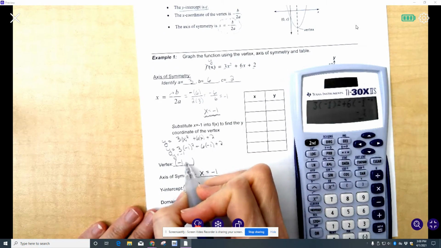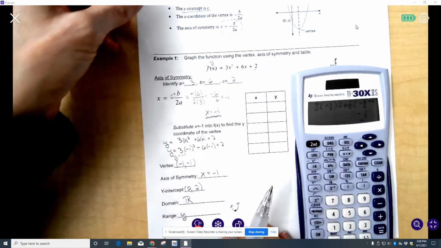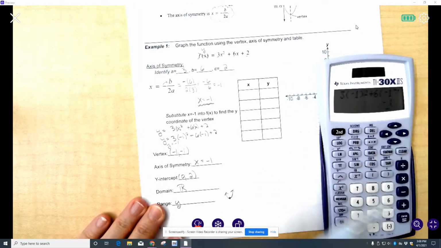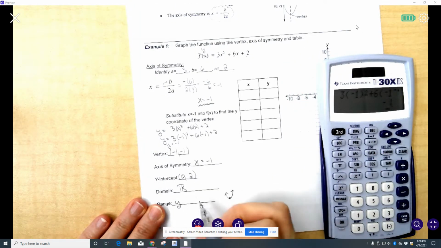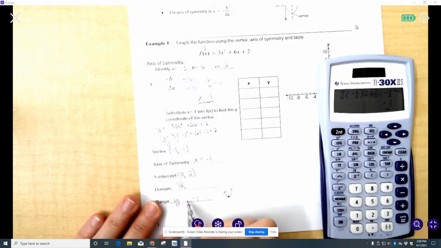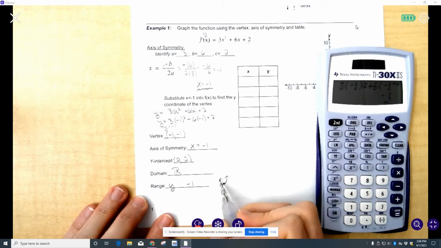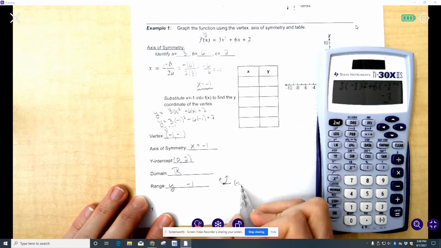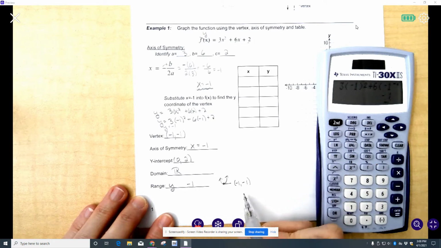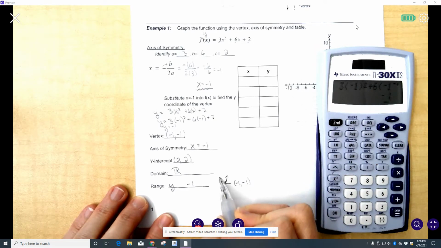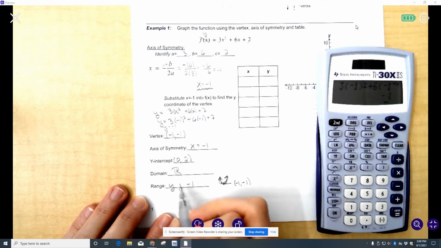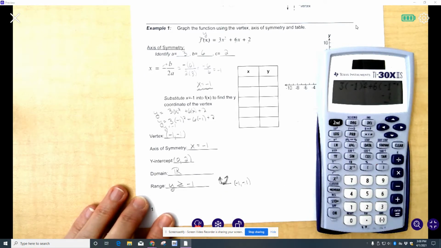So when x is -1, y is -1. There's my vertex. I can now figure out my domain. Domain, y on the left, -1 on the right. I just have to put my inequality in here. Well, if my graph is upward facing and my vertex is -1, -1, then all of my y values are going to be above y equals -1, or greater than or equal to -1.